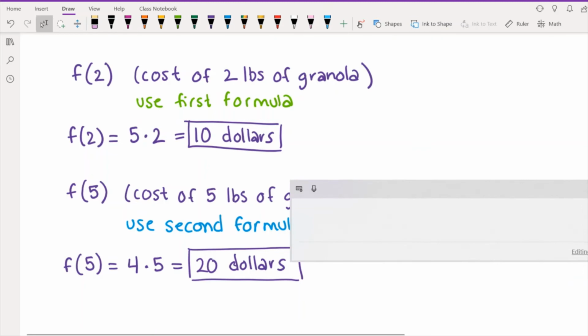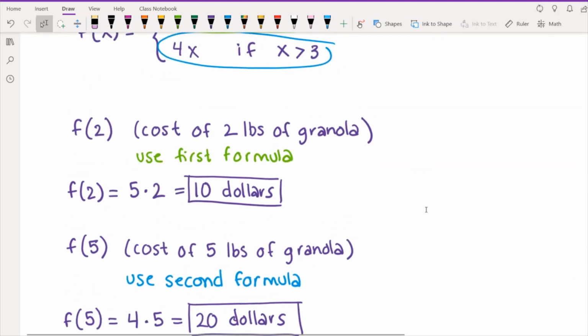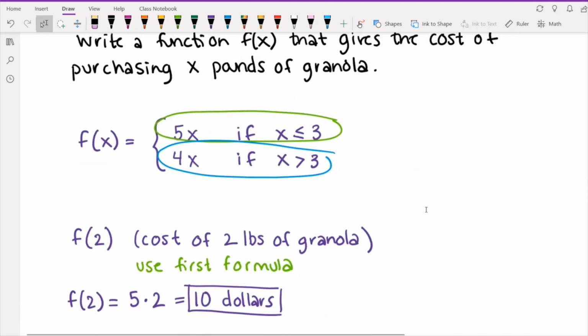So I just wanted to show you this because there are a lot of real world situations. Think about, like the way that cell phone bills work, or there's just so many things that you purchase where the rate that you're paying depends on the quantity that you're buying. And so those type of situations are really the reason that we need piecewise functions.